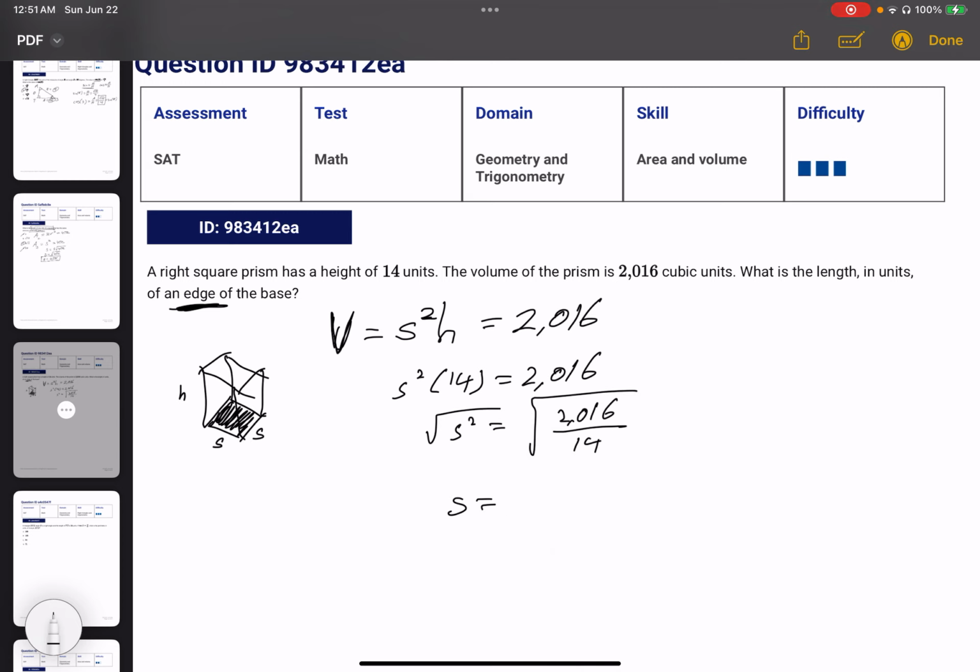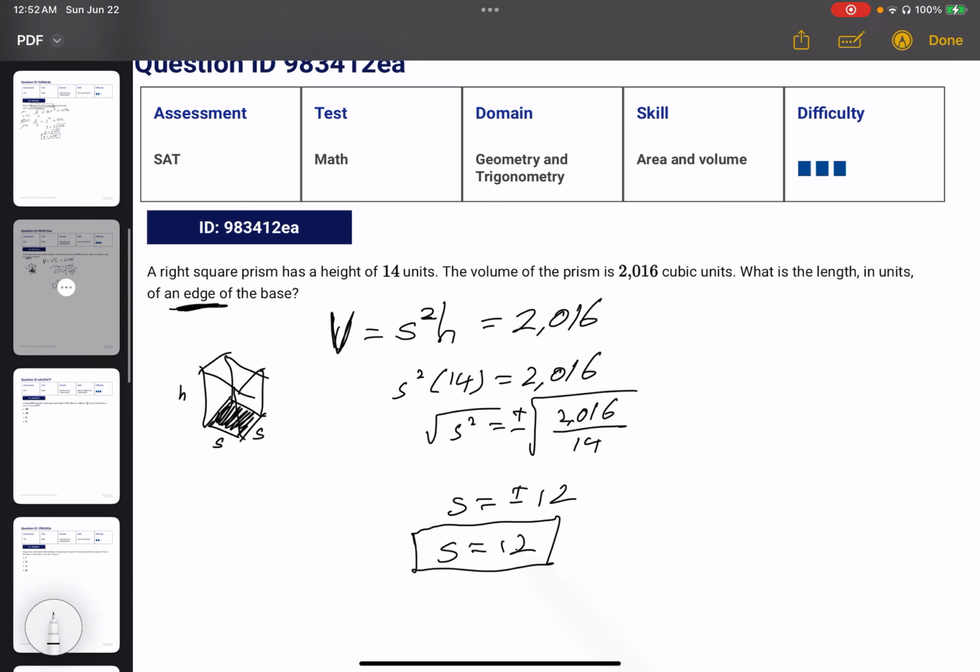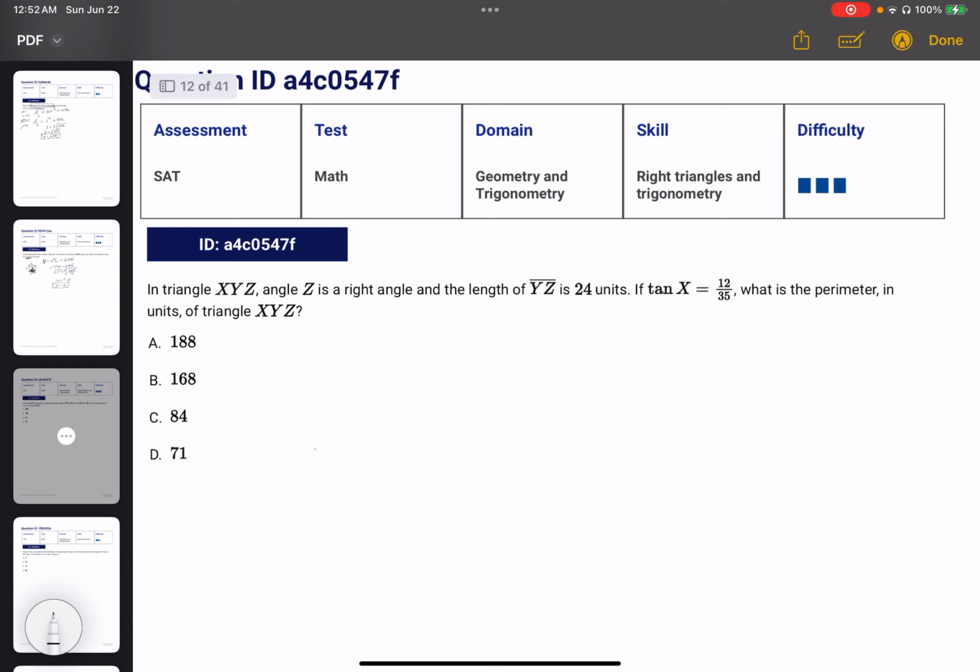S is equal to, so 2016 divided by 14 is 144. Remember, it's plus or minus here, and that's going to be your answer. However, it's only going to be 12 because the real world applicability of this math problem is volume, length, etc. So this is the side length of an edge of the base, and how in the world is length going to be negative? So we take the positive part of this answer for this question. So that's your answer for that one.